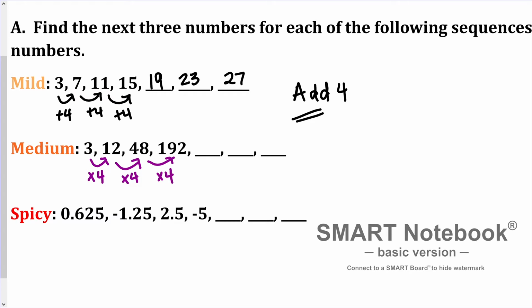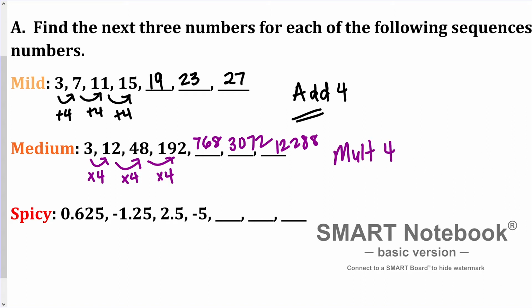Now I've got to get my calculator. Let's see. 192 times 4 is 768. Times 4 again is, hold on, I think I typed something wrong. Oh no, I didn't. Okay. So times 4 is 3,072. And then times 4 is 12,288. Okay, great. So this is multiplied by 4.